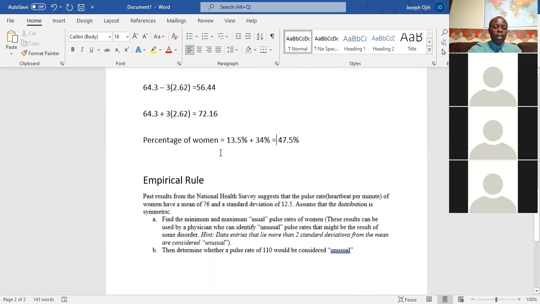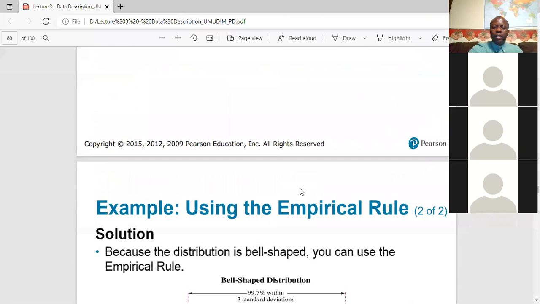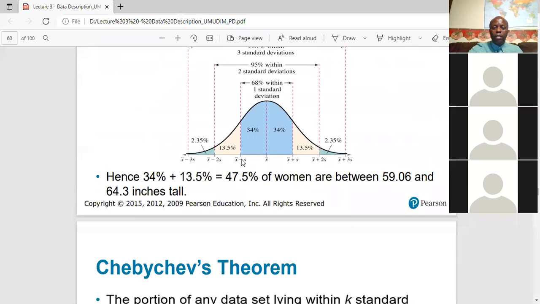Okay, good. And it is also done in the PowerPoint. It's even here in the PowerPoint, but the PowerPoint does not explain it very, very well. That's why I decided to work it out. So you can see that it is from here to here. The PowerPoint didn't get these numbers here. So that's why I went down there to get the numbers. You can see that 34% plus this gives you 47.5%. Any other question for me?